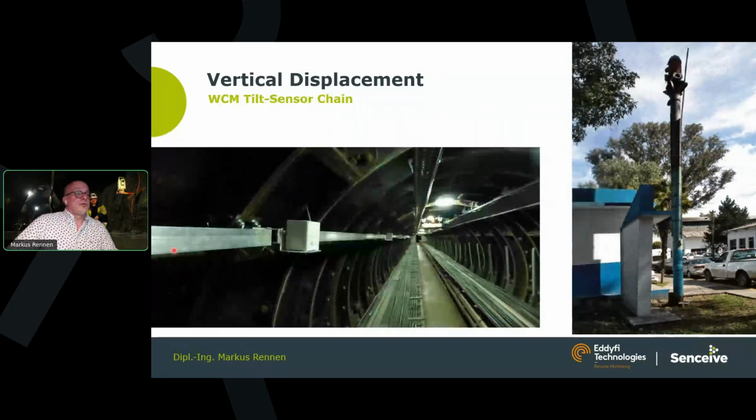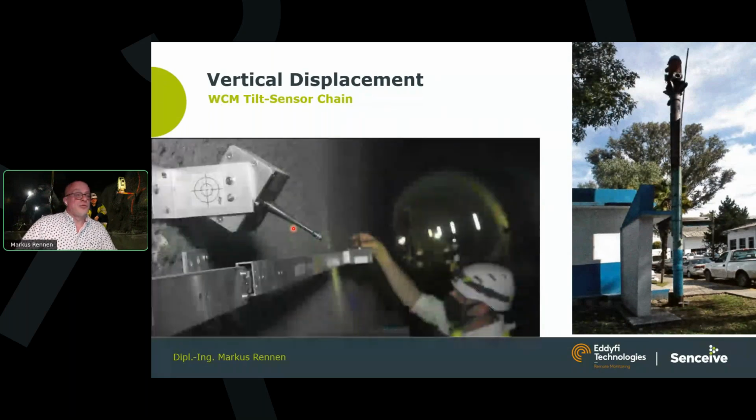Basically, this could look like this: 3-meter beams with tilt nodes here. That's a rather old picture, but you saw it, for example, here previously. This is also a chain along the tunnel, measuring the vertical displacement along the tunnel.